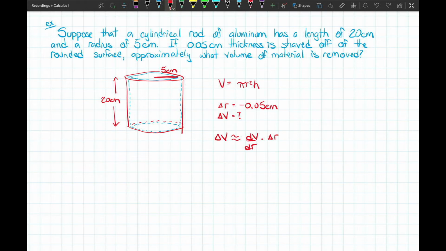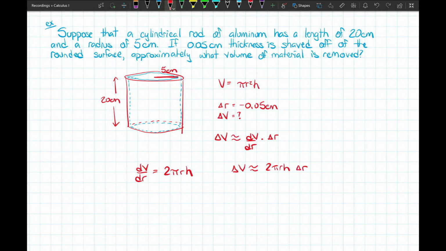And since height is not going to be changing and we're not shaving anything off the length, h is just going to be a constant. So for the derivative dV by dr, we have pi and h as constants, and the derivative of r squared is just 2r. And so we end up with 2 pi rh. And by no coincidence, that is actually also the surface area around that outer rounded surface. Now, if we use this in our equation for delta v, we can say that delta v is approximately equal to 2 pi rh times delta r.